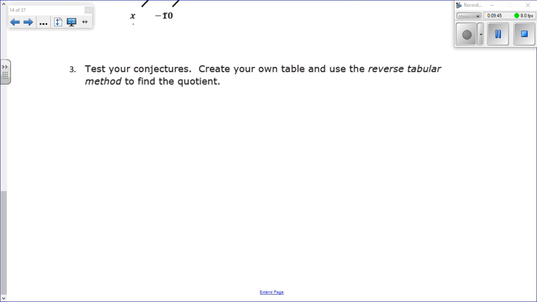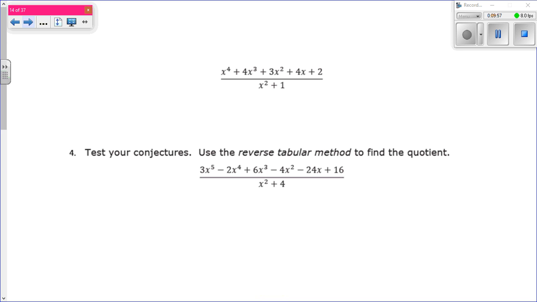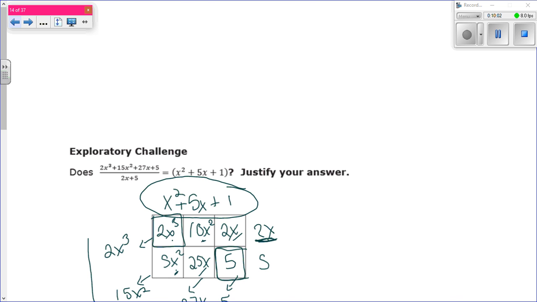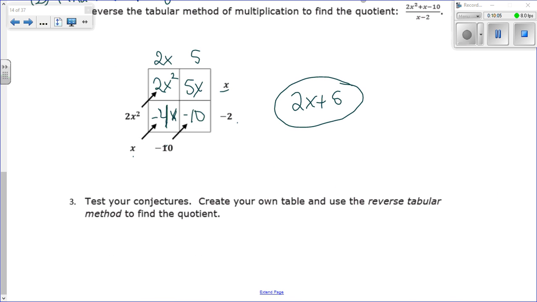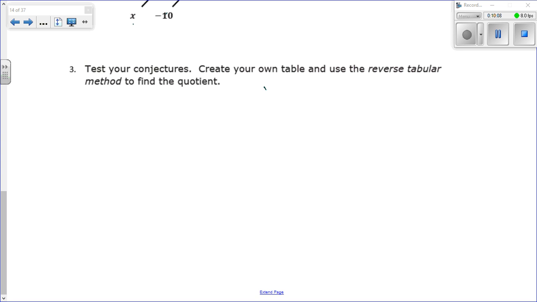All right. Test your conjectures, create your own table, and use the reverse tabular method to find the quotient. Oops, and I seem to be missing the problem. Did it go on the next page? Yes, it popped onto the next page. In your paper, it's not that way, so I will just rewrite it. So we have x to the fourth plus 4x cubed plus 3x squared plus 4x plus 2 all divided by x squared plus 1.